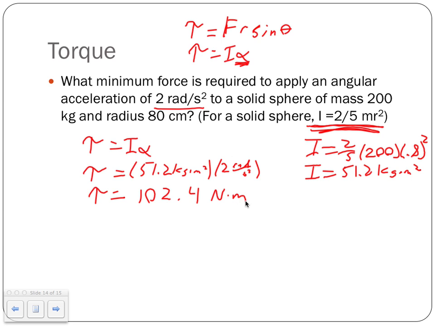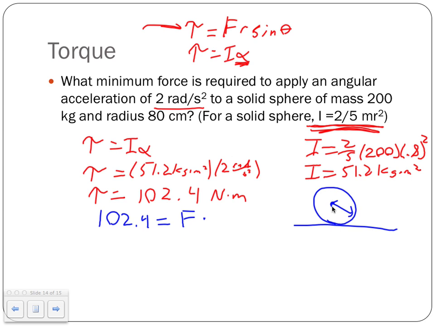Now, the question was what minimum force is required. So we have to go from torque to force, and that's where our first equation is going to come in right here. Torque is equal to force times the radius times the sine of the angle between the force and the radius. So tau, which is 102.4, is equal to the force, which is what we're looking for, F, times the radius. Well, what's the radius here? This solid sphere is on the ground like a large rock or something. We know that the radius right here is 0.8.